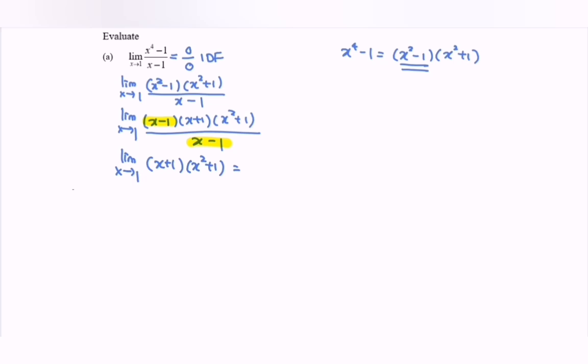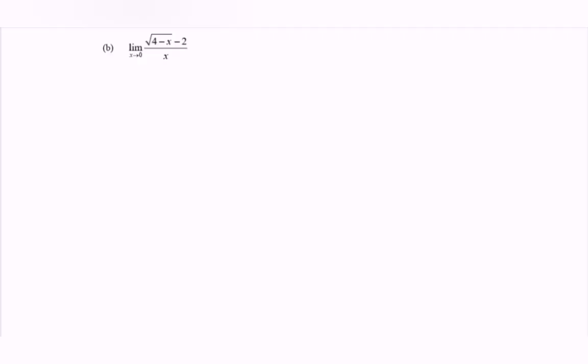If we substitute 1, we have 1 plus 1, which equals 2. And then multiplied by 1 squared plus 1, again we have 2. So the limit when x approaches 1 for the function x to the power 4 minus 1 over x minus 1, the value of y will approach 4. So kindly refer to B.